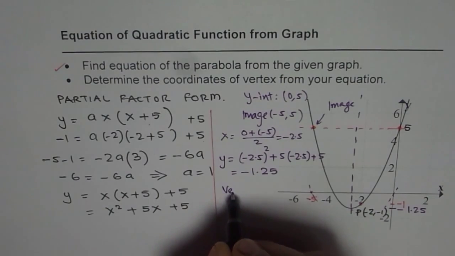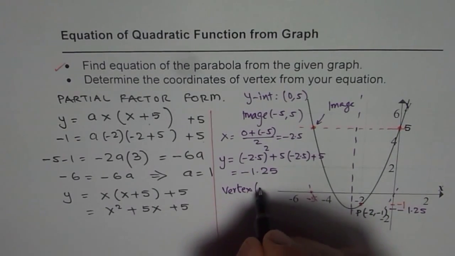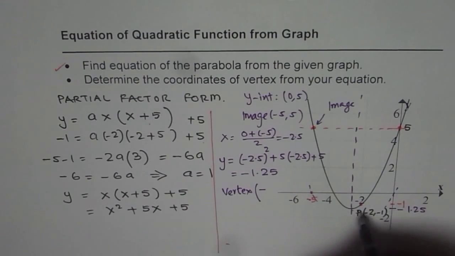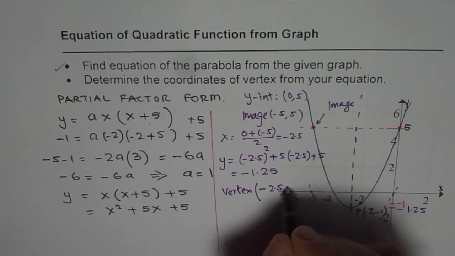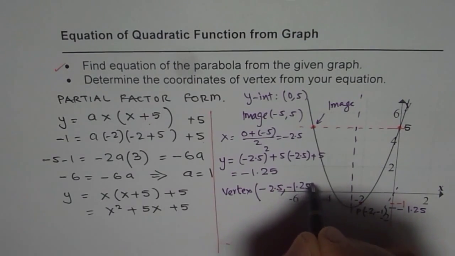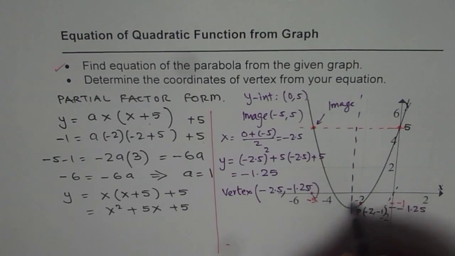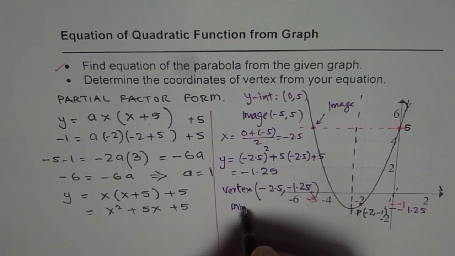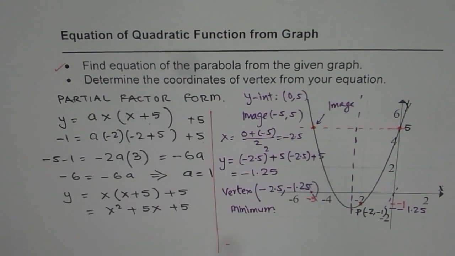So we have vertex at x value of minus 2.5 and y value of minus 1.25, right? So that becomes the vertex. Since the parabola opens upwards, this is minimum, right? So we have minimum, correct? So that is how you can solve such questions.